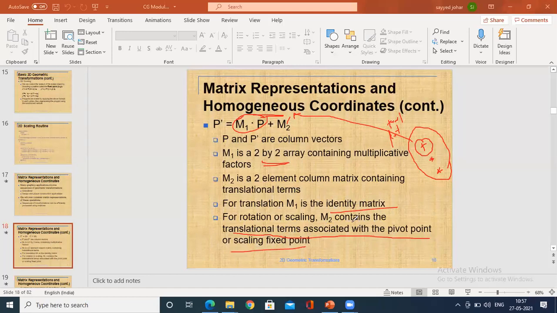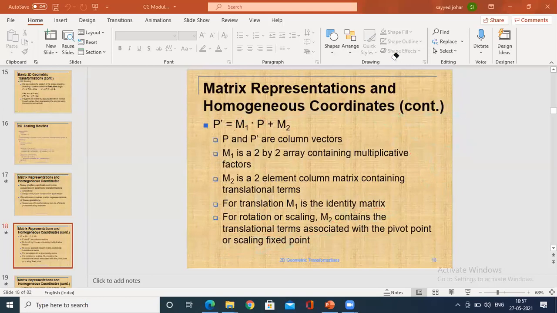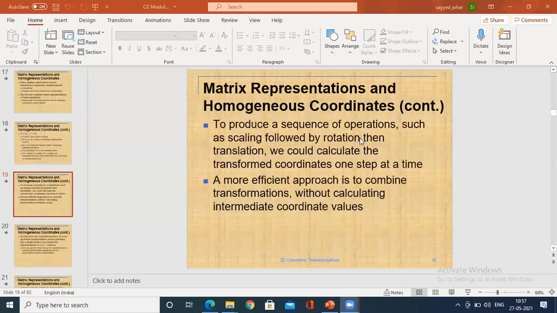If there is a translation term, M2 contains the translation terms, and it is the pivot point for rotation and scaling. For M1, it is a transformation. So overall, we have combined both the concepts of translation and rotation into it.